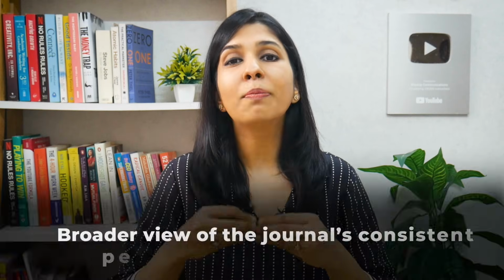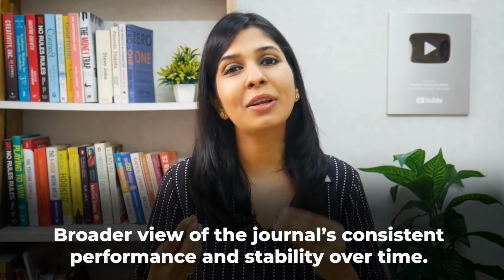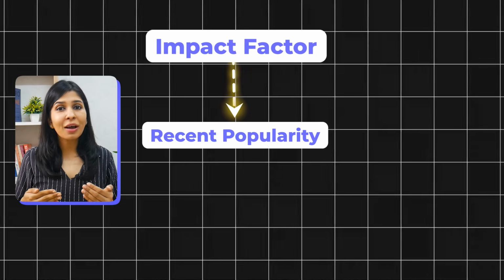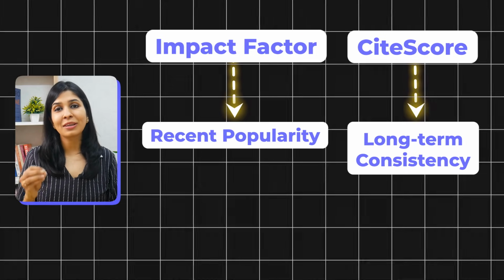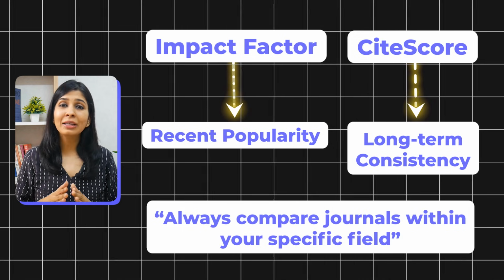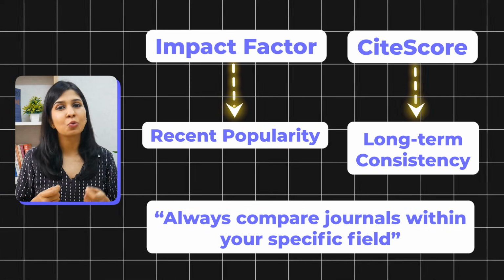So it gives you a broader view of the journal's consistent performance and stability over time. So the best approach is to look at both metrics together. Use impact factor to understand the journal's recent popularity and use site score to understand its long-term consistent performance. And most importantly, don't compare journals from different disciplines using these two numbers.